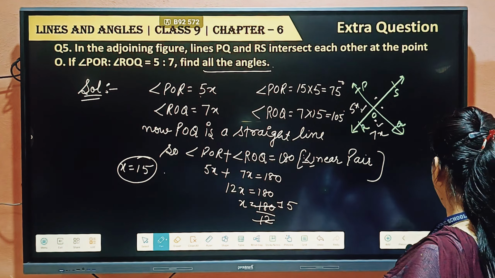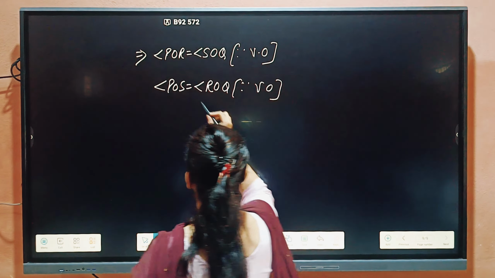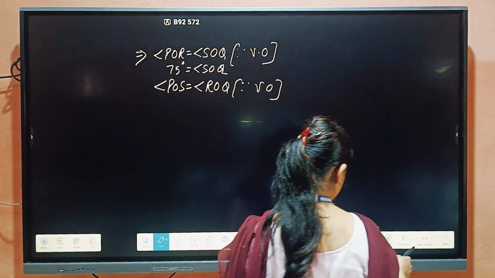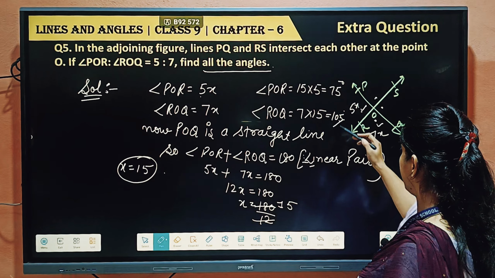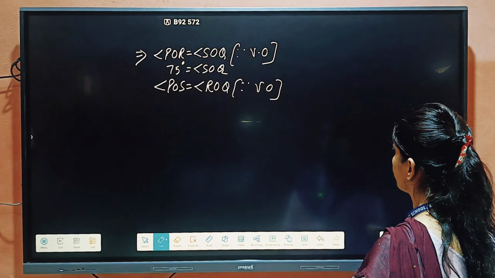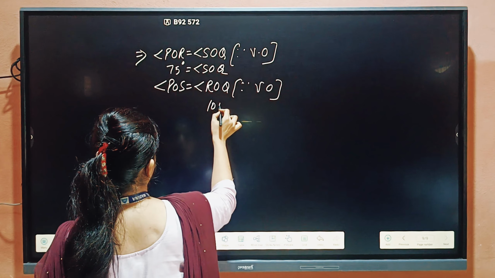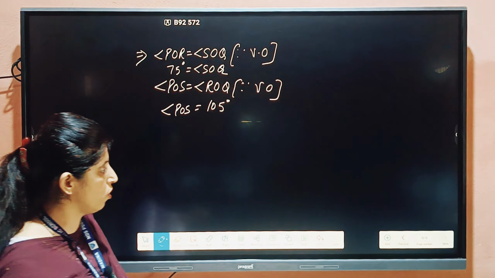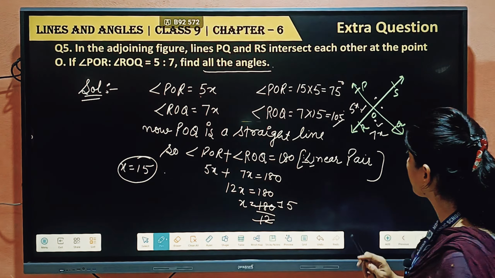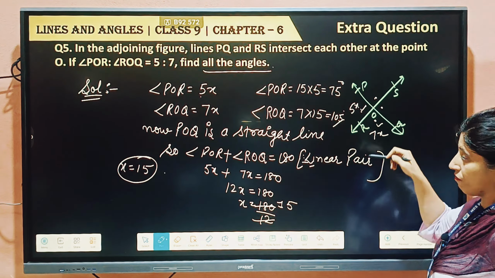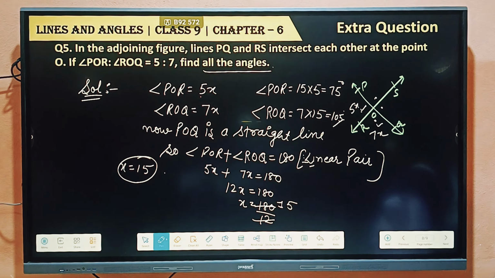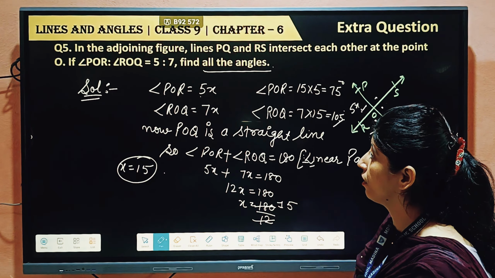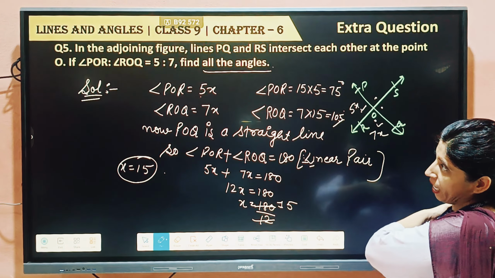POR is 75 degrees, so angle SOQ is also 75 degrees. ROQ is 105 degrees, so angle POS is also 105 degrees. All angles came now. Two are 75, 75, two are 105, 105. All four angles came. Whenever we sum all these angles, it will be 360 degrees. So all angles we had to find in this question.